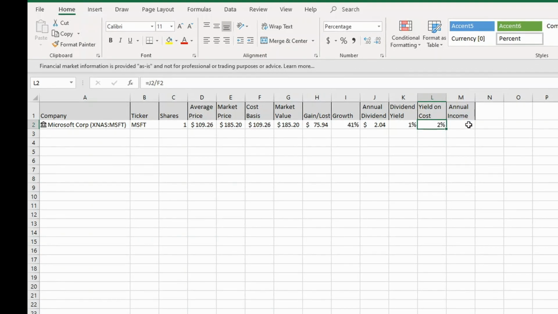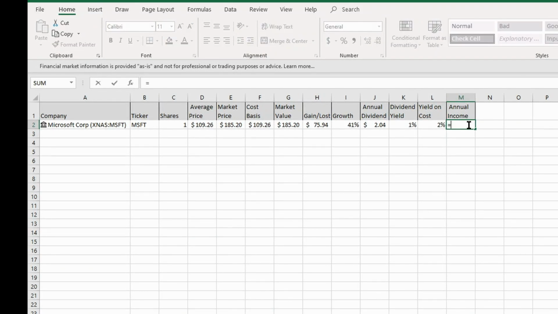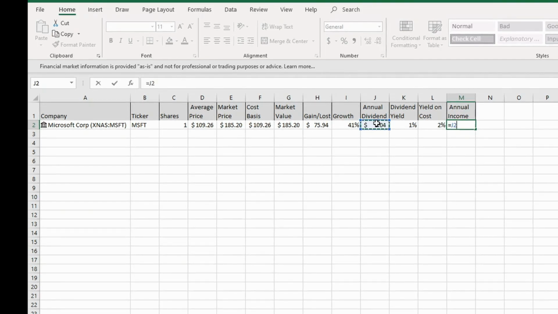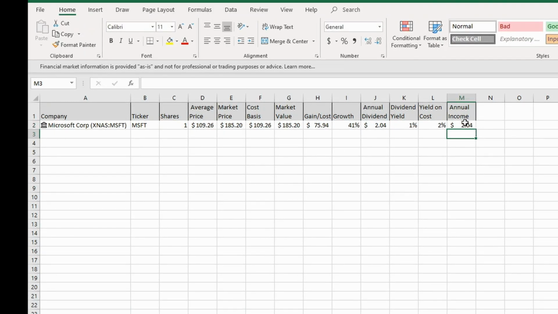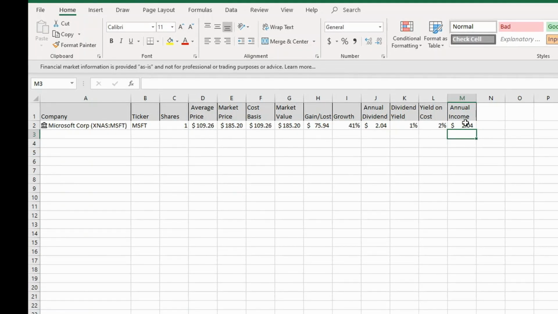So the next one is your annual income. All that one is equal to your annual dividend times the number of shares that you have. So if you press that, boom, that's it. That's the whole thing of how you put together this portfolio. It doesn't take that long. You could probably do it in 5 minutes.